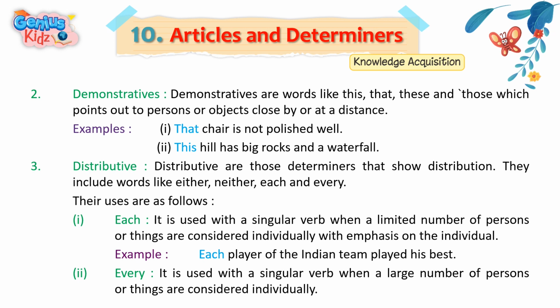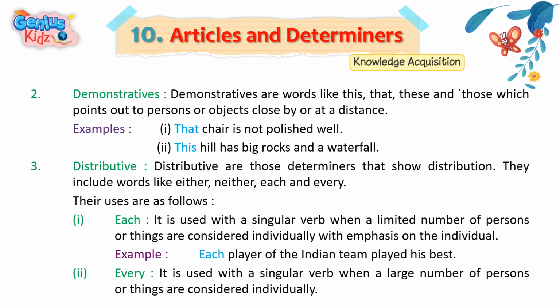3. Distributives. Distributives are those determiners that show distribution. They include words like either, neither, each and every. Their uses are as follows. 1. Each. It is used with a singular verb when a limited number of persons or things are considered individually with emphasis on the individual. Example: each player of the Indian team played his best.